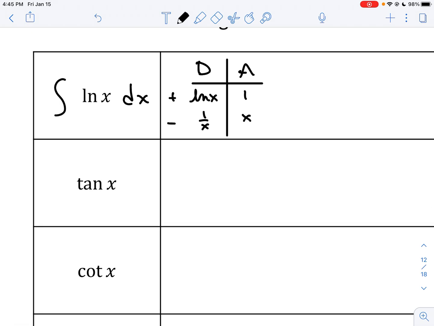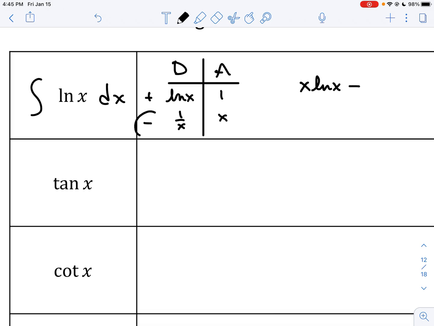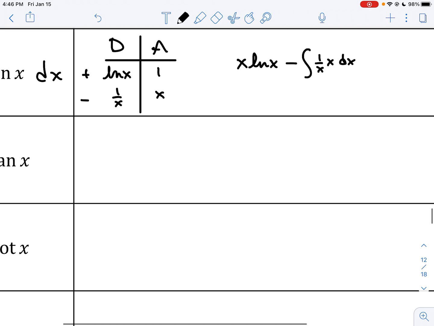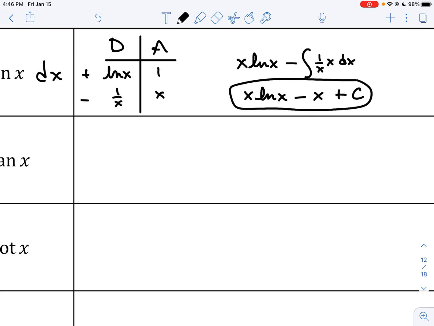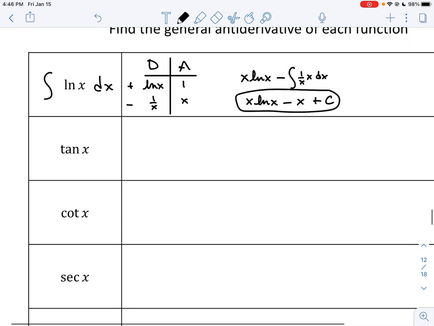Put your plus minus over here, and then do the diagonal product first. So we get x natural log of x minus, and the minus comes from that minus there, and then multiply these, but integrate that part still. So minus the integral of 1 over x times x. And of course, 1 over x times x is 1, and then the antiderivative of 1 is back to x. So we get that the antiderivative of natural log of x is this expression. I wrote that earlier, but this is how we get it, using integration by parts.